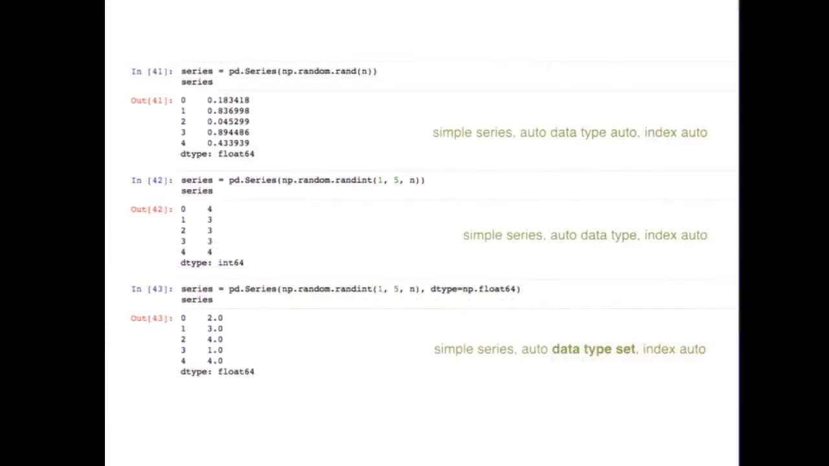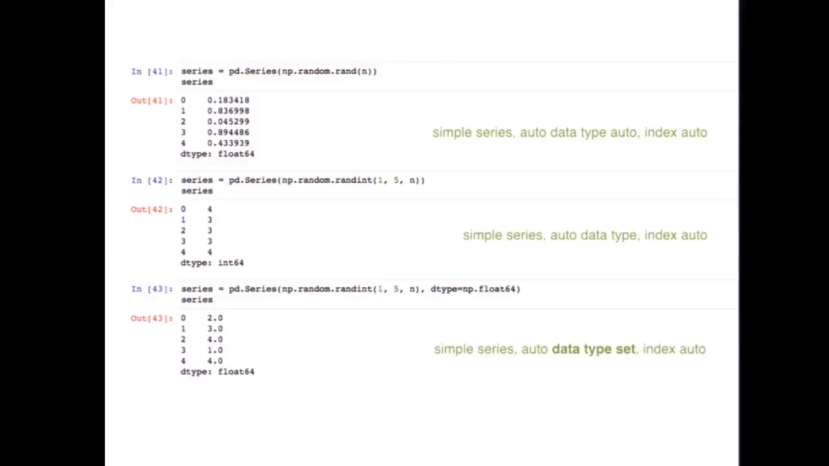And yeah, it's just a simple series, auto data type, auto index. It works in most cases. The same for if we pass in some random integers: simple series, auto data type, auto index. Hey, works well. But we can be more explicit.